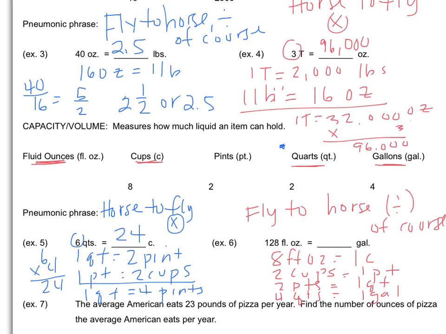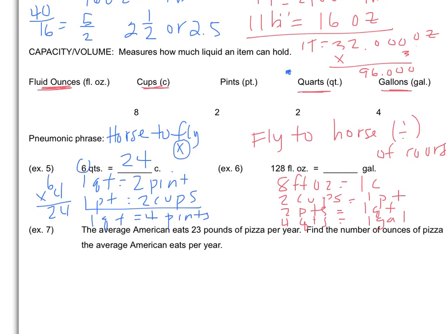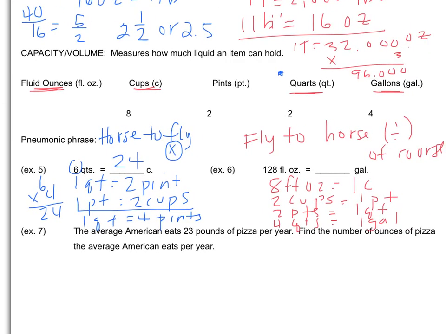Okay, now, since we're going from fly to horse, in a minute we're going to have to divide, but first thing we're going to have to multiply these. 8 times 2 times 2 times 4. That's going to give us 128 fluid ounces in 1 gallon.